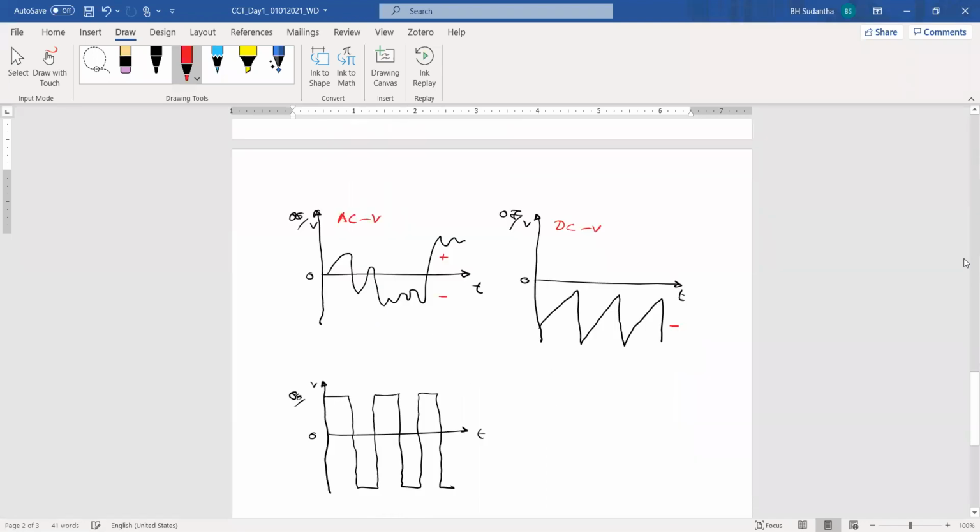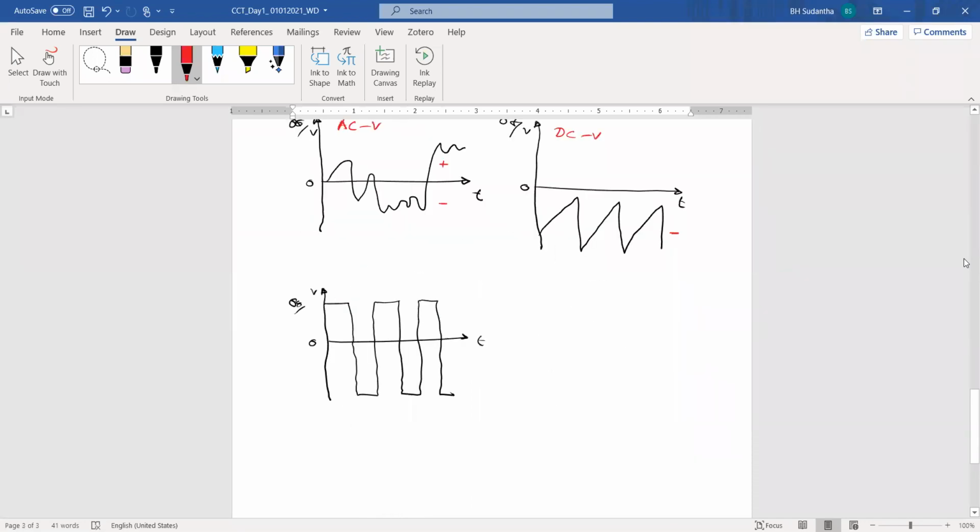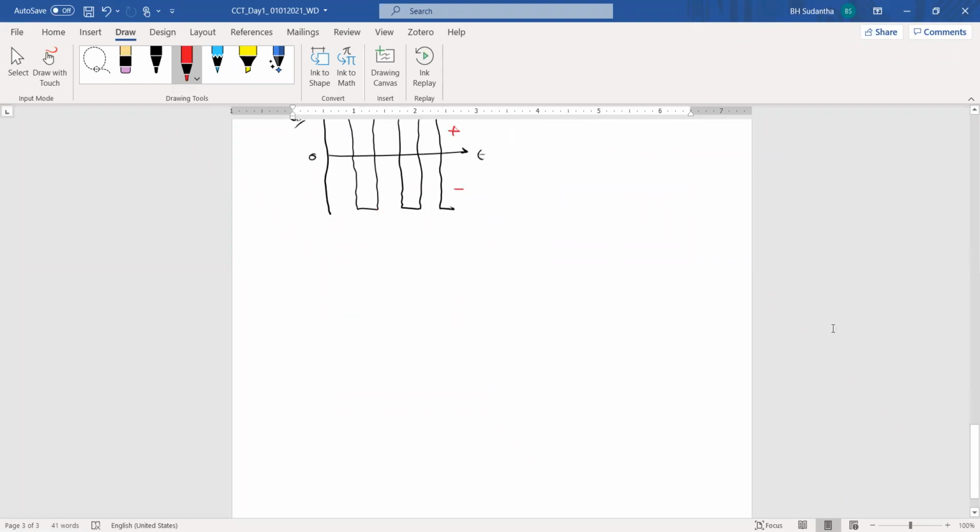This one, although its shape is square, it doesn't matter. Sometimes it's on the positive side and sometimes on the negative side. Because of that, this is AC voltage. Okay. Then it's very clear that we have voltage sources.